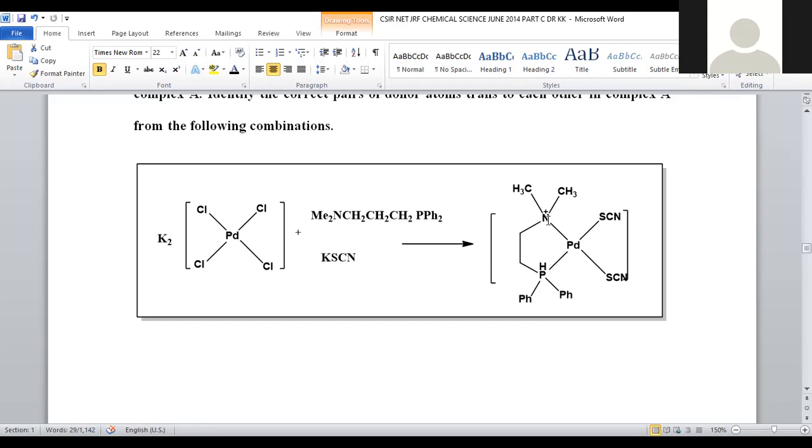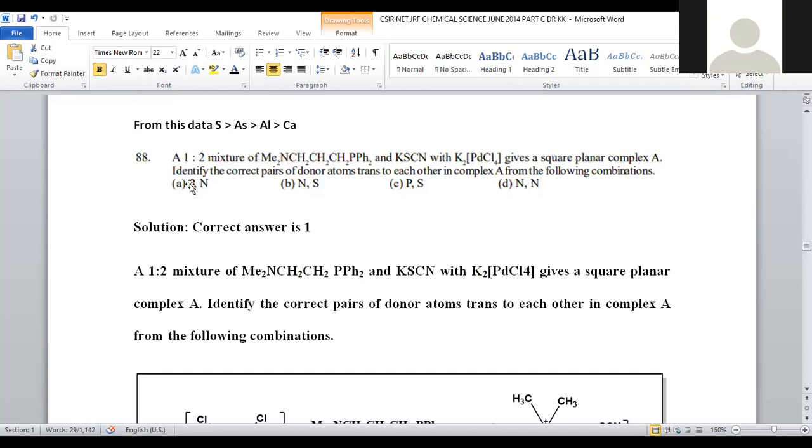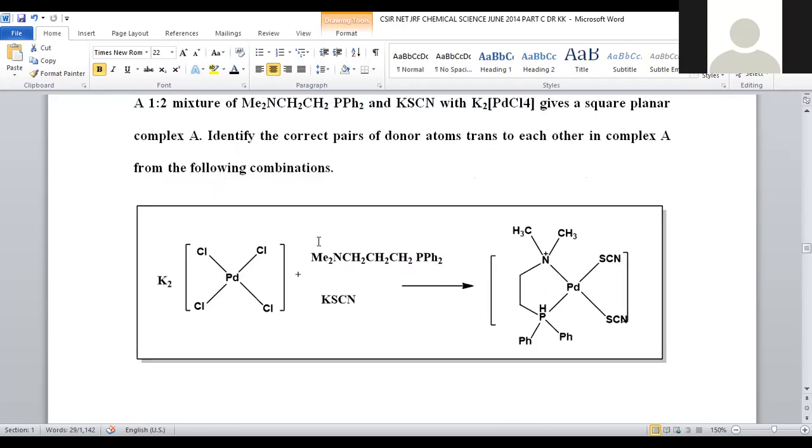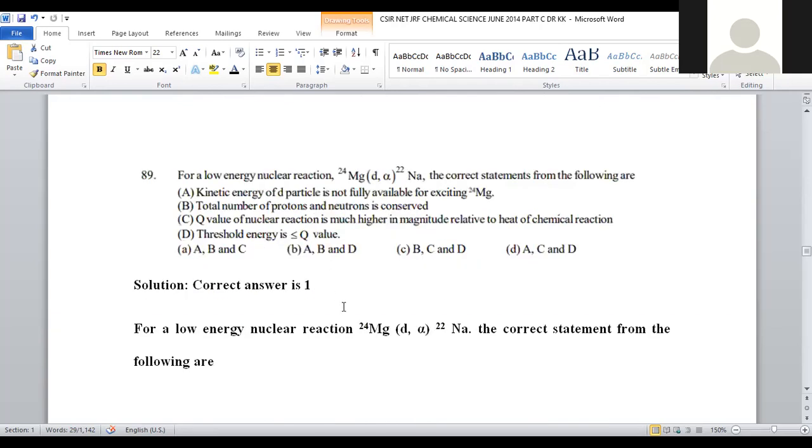When we observe the complex, nitrogen and phosphorus are lying on the same side, so they are in the cis conformation. Nitrogen and phosphorus are in the cis conformation, that is available in option number 1. For question number 88, option number 1 is the correct answer. Let us move on to question number 89.